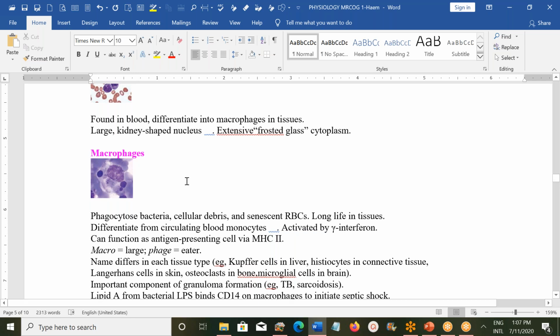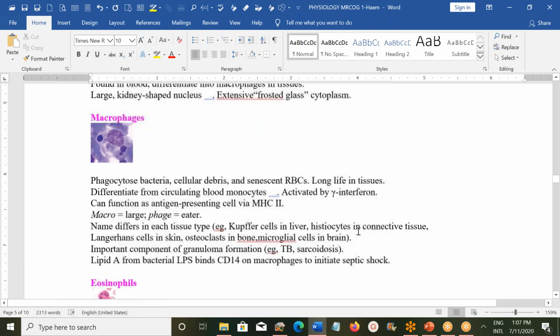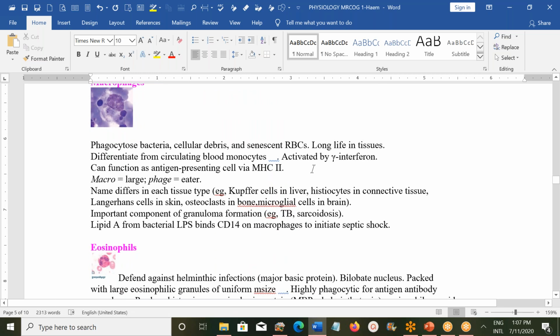You know that T cells need the antigen to be presented to them in a processed form, only then will they develop some reaction against it. Macro means that they are very large, and phage means that they are eaters. So they are large cells which are the eaters of other cells.